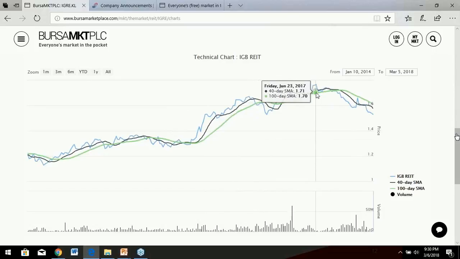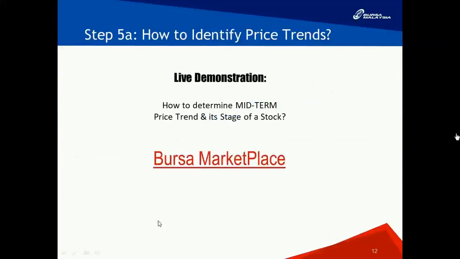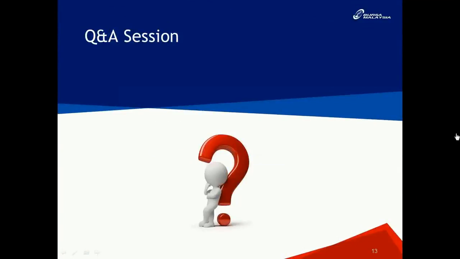So hopefully you have learned a thing or two about how you can profit consistently from the stock market. And let me go back to my slides. Let's see what else I have to share. Oh, no more already. So in summary, 5 things.